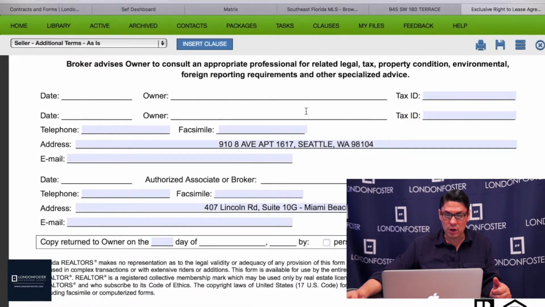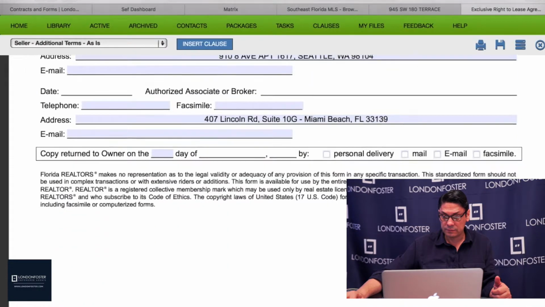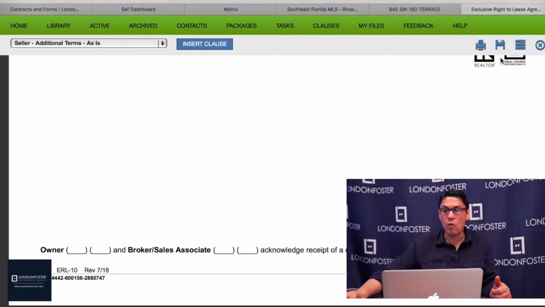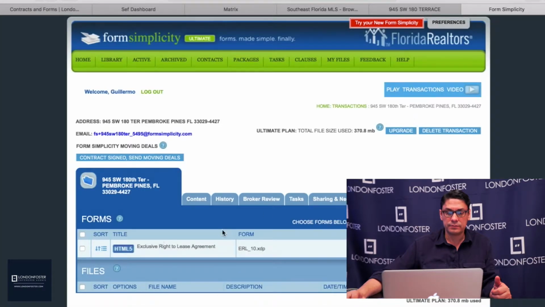This is the section where the owner is going to be signing. If there's a tax ID, they need to advise it. If there's an email address, they need to advise it. This is where your broker would have to sign, and the date. And that's basically it. Once you've done all of this and filled it all out, you can save it. You see a little spin wheel that goes, and now you can close it. So now we have the contract completely filled out.